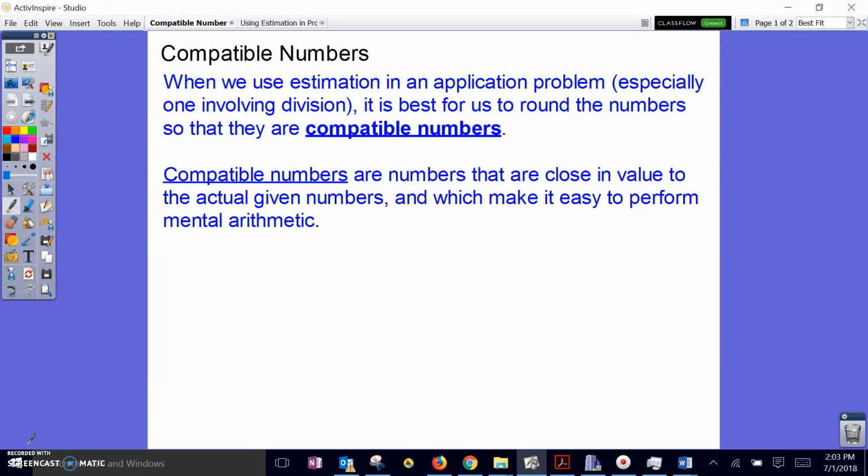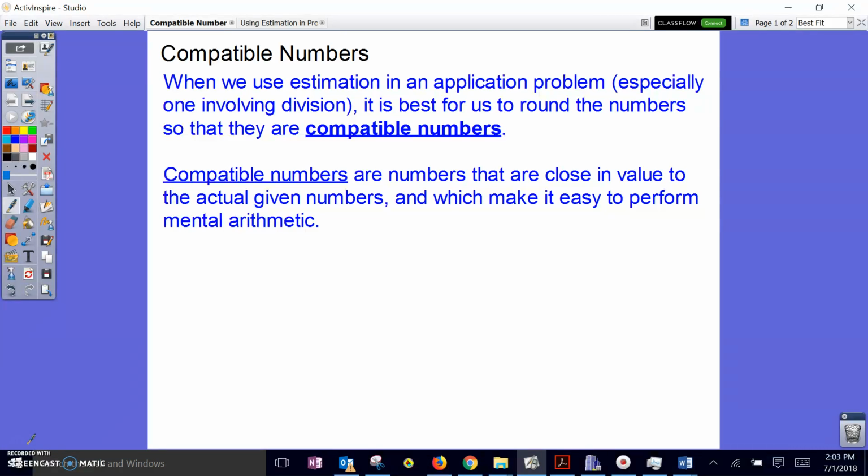In this video, we're going to quickly look at what compatible numbers are and how we can use them. When we use estimation in any kind of application problem, but especially ones involving division, it's best for us to round the numbers so that they are compatible numbers. And compatible numbers are numbers that are close in value to the actual given ones, but they make it easy for us to perform mental arithmetic.